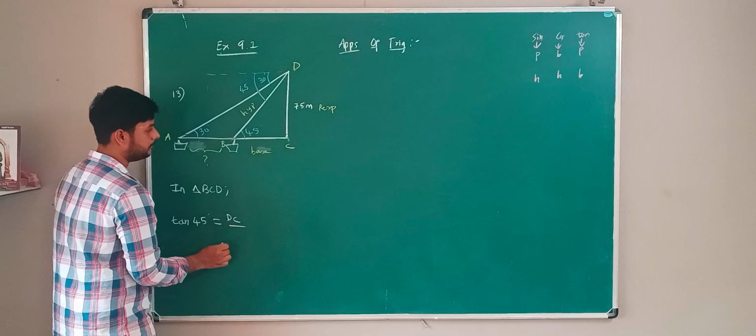58 root 3 meters. Or what you can do, my idea was to first find AC. Tan 30 is equal to, directly, 1 by root 3 is equal to 87 by AC. Full AC I will take, the long one. AC will come here. AC is equal to 87 root 3.